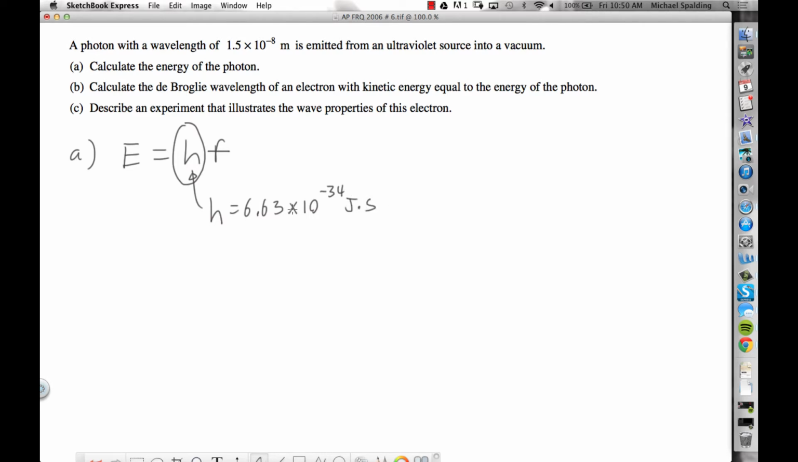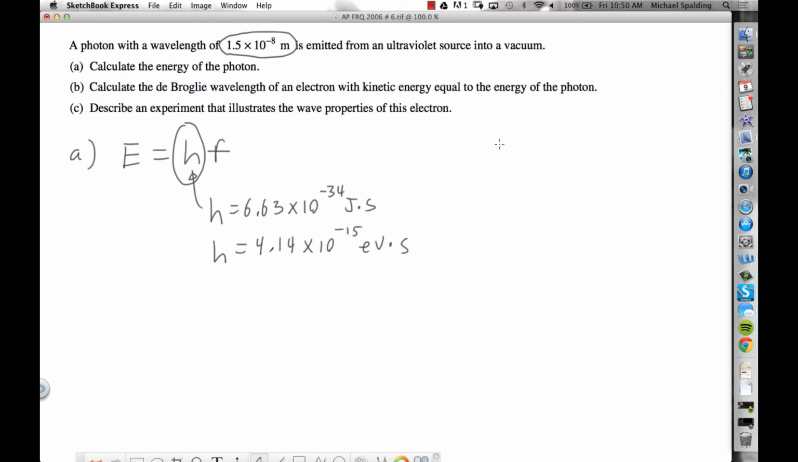And then there's also an electron volt version, which I don't have memorized, but I got the sheet right here. The electron volt version is 4.14 times 10 to the negative 15 electron volt second. Now, we're given the wavelength. How do we get the frequency?